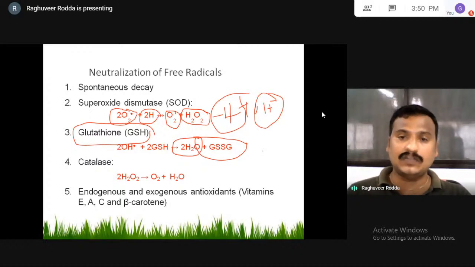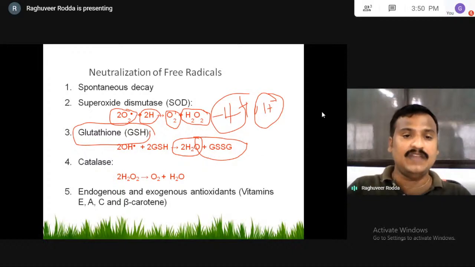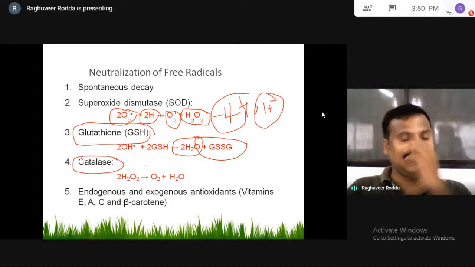In such cases, the reactive molecules, that is hydrogen peroxide molecules, will be produced by the superoxide dismutase mechanism. Immediately they are going to be attacked by another molecule called catalase.